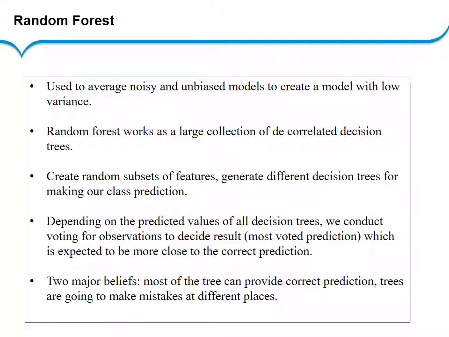This algorithm has two major beliefs. First, most of the trees can provide correct predictions, and second, trees are going to make mistakes at different places. So these two beliefs make this algorithm more correct in terms of result and performance.